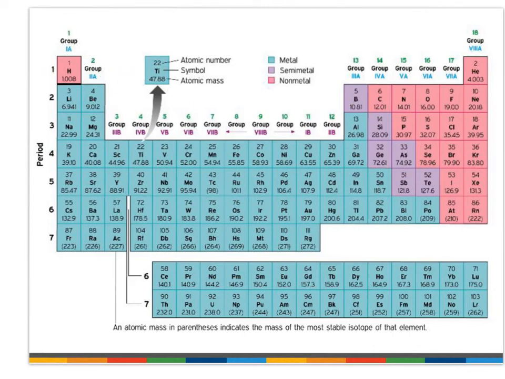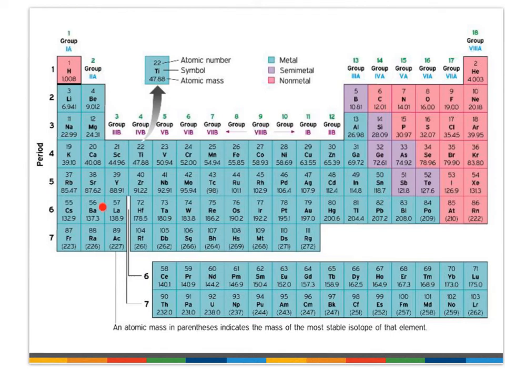So the periods are the rows, and the rows tell us how many electron shells we have. So hydrogen and helium are in period 1, so there's 1 electron shell, 2 electron shells for the second row, 3 electron shells for the third row, and so on and so forth. And you can write that right on your periodic table if you want. That period is equal to the number of shells.